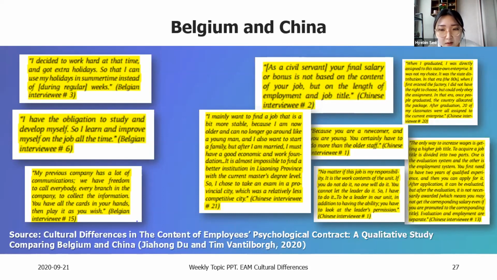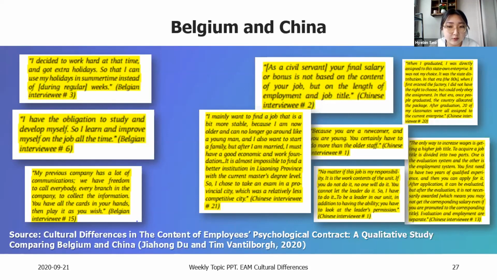And also, one more person said that because you're a newcomer and you're young, you suddenly have to do more than the older staff. That's based on the vertical hierarchical system. And also, no matter if this job is my responsibility, it is the work contents of the unit. If you do not do it, no one will do it. You cannot let the leader do it. So I have to do it.